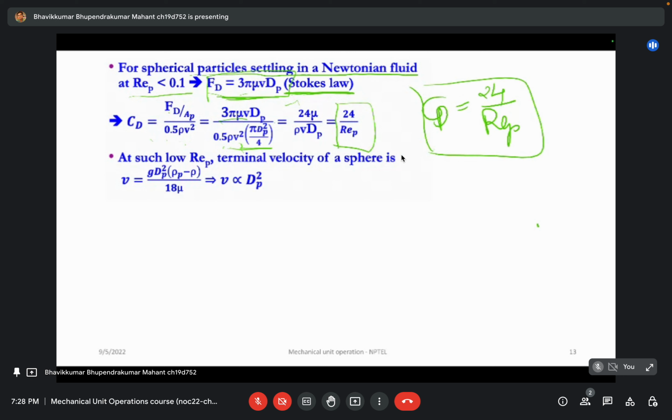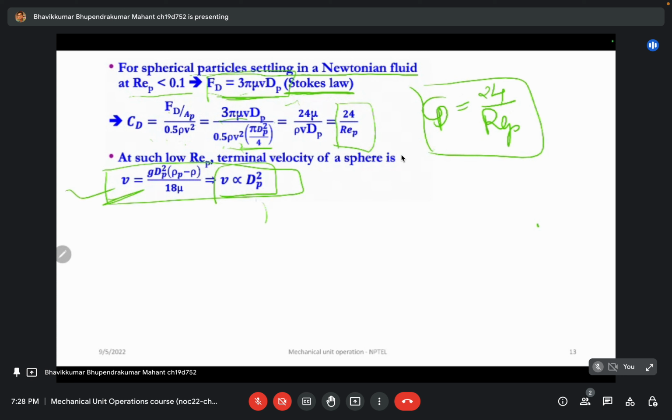And at such low Reynolds number of the particle in the fluid, the terminal velocity of the sphere is given by v equal to g dp square delta rho divided by 18 mu. This is a very well-known equation, and if we consider the Stokes law regime, then our terminal velocity is directly proportional to the square of our particle diameter.